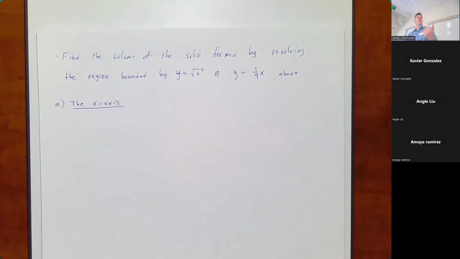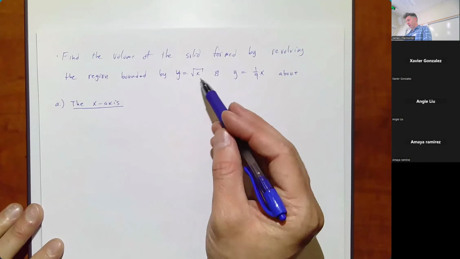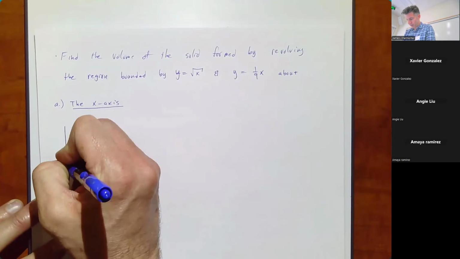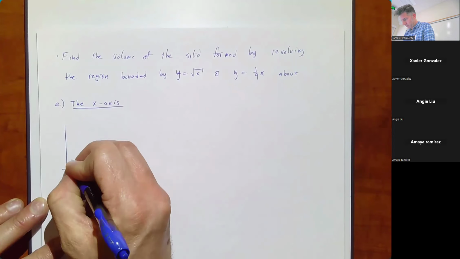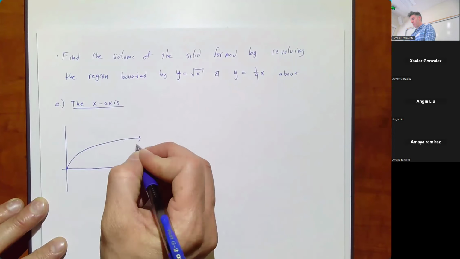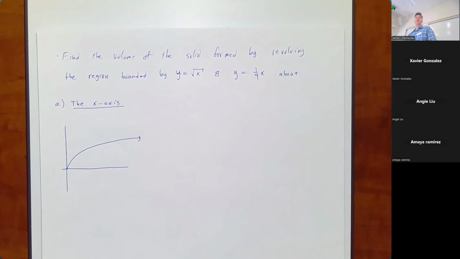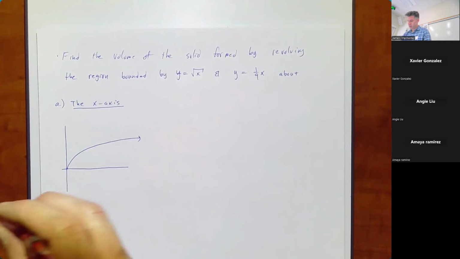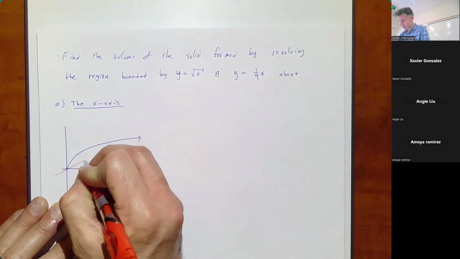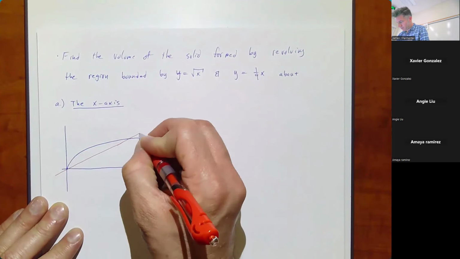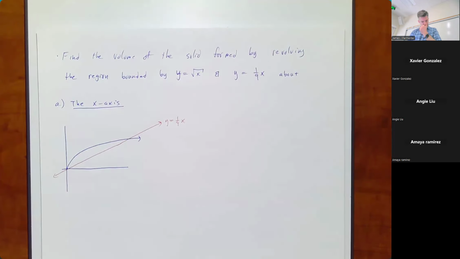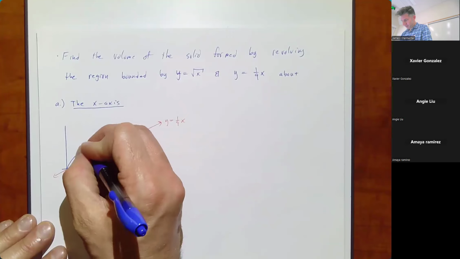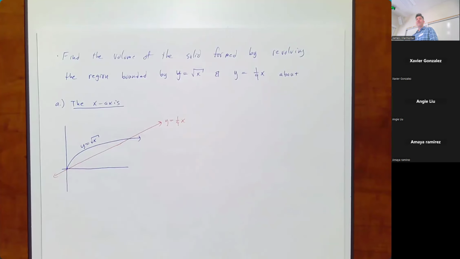All right, well, let's draw it. These are two not terrible graphs to draw. Y equal to the square root of x is your usual square root shape. And y equal to 1/9 x is some straight line through the origin that's a pretty shallow slope. It's going to look something like this.